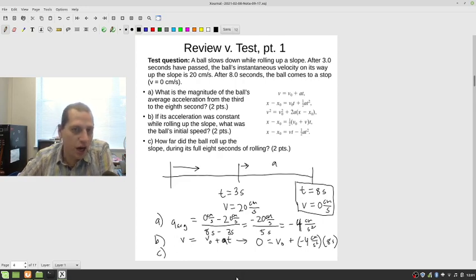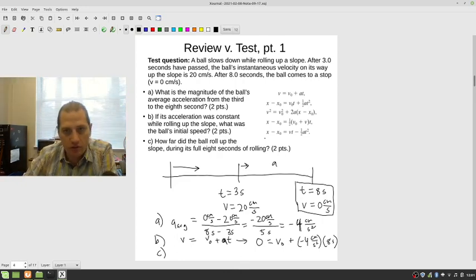And then part C, how far did the ball roll up the slope during its full 8 seconds of rolling? Well, in that case, you can simply use your accelerated motion.